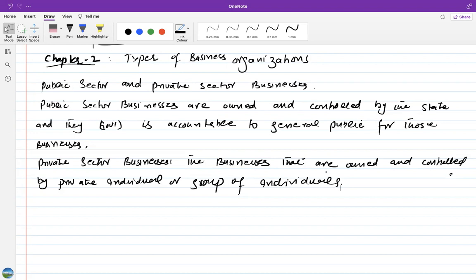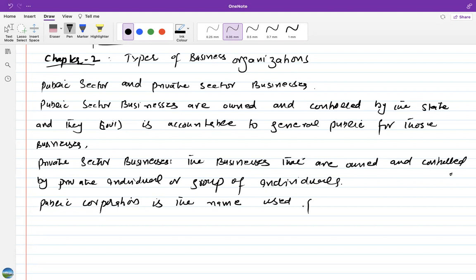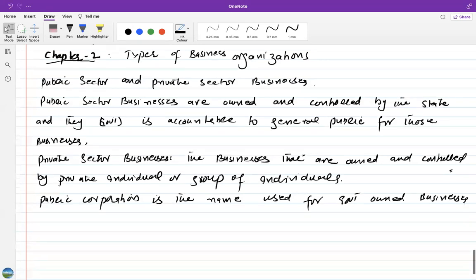The public sector businesses, we call them public corporations. Do not mix it with the term public limited company. We'll study it separately. But the public corporation is the name used for government owned and controlled businesses. Okay. Why government do such businesses? There are multiple reasons for that.